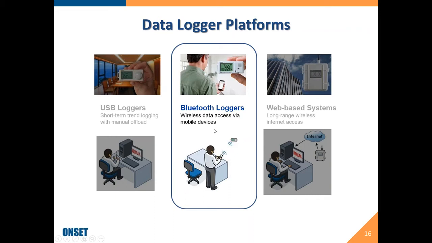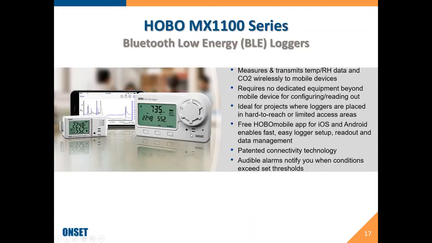Moving on to the Bluetooth loggers, these are devices that are accessible with either an iPhone, an iPad, or an Android device, most Android devices anyway. We have a couple of versions of this. We have just a plain relative humidity and temperature logger, and we also have the relative humidity, temperature, and CO2.